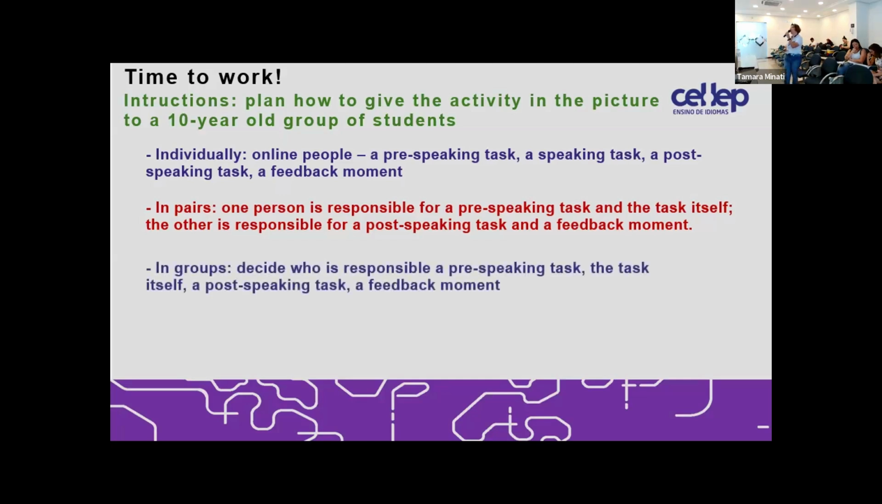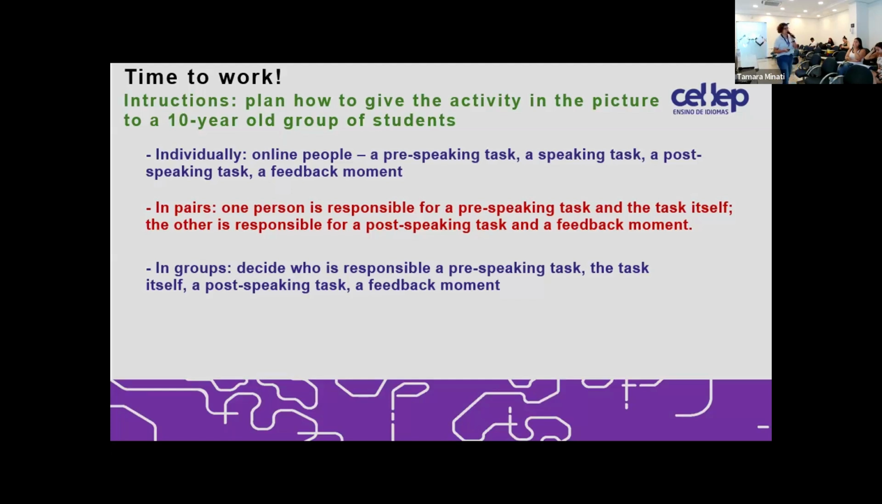And the ones who will be separated in groups, we are going to try to have groups of 4. I don't know if it's going to be possible, okay? Maybe a trio. So in the trio, you have to decide who is going to be responsible for what. But in groups of 4, you have to decide who is responsible for the pre-speaking task, who is responsible for the task itself, who is responsible for the post-speaking and the feedback moment. And then you discuss what you can do and prepare the activities.